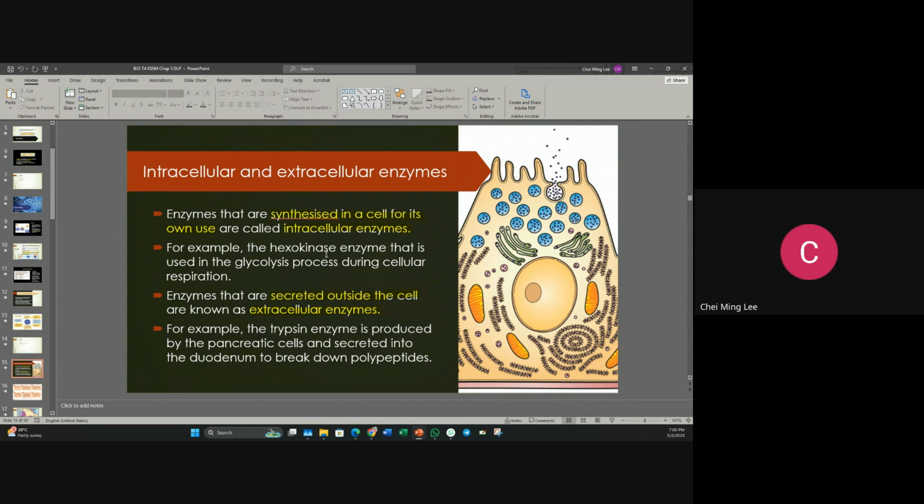For example, hexokinase. Normally it is used for glycolysis during cellular respiration. So there are some enzymes that are secreted outside the cell, and we call these extracellular enzymes. For example, trypsin, which is produced by the pancreatic cell, will be secreted into the duodenum to break down polypeptides.